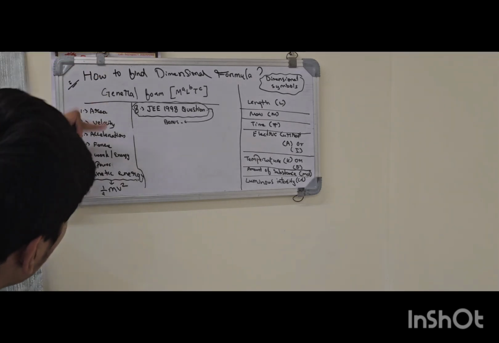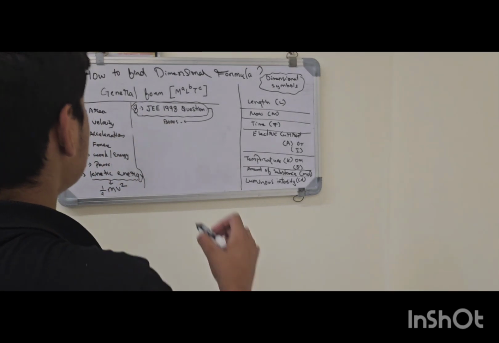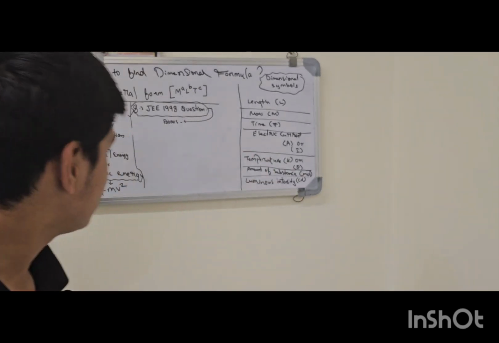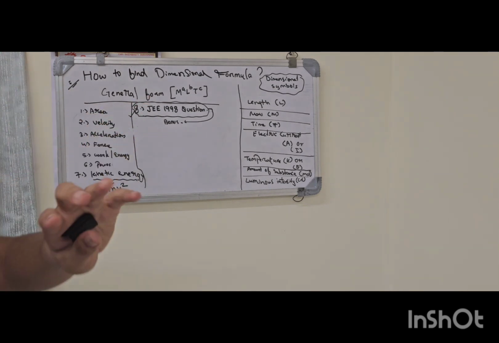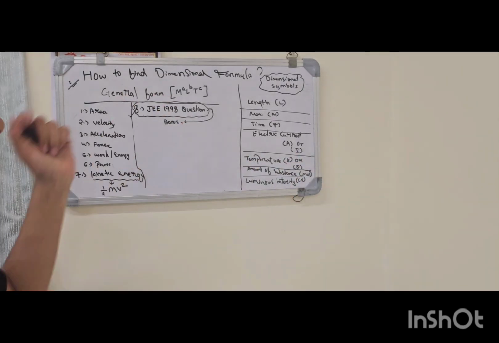We are going to find all these dimensional formulas, and in the last we are going to do a bonus question, that is the JEE 1998 question. Very simple question. After all this we will be doing it, and it will be a very nice, very beautiful question. I will give you the formula and you will automatically find the dimensional formula.